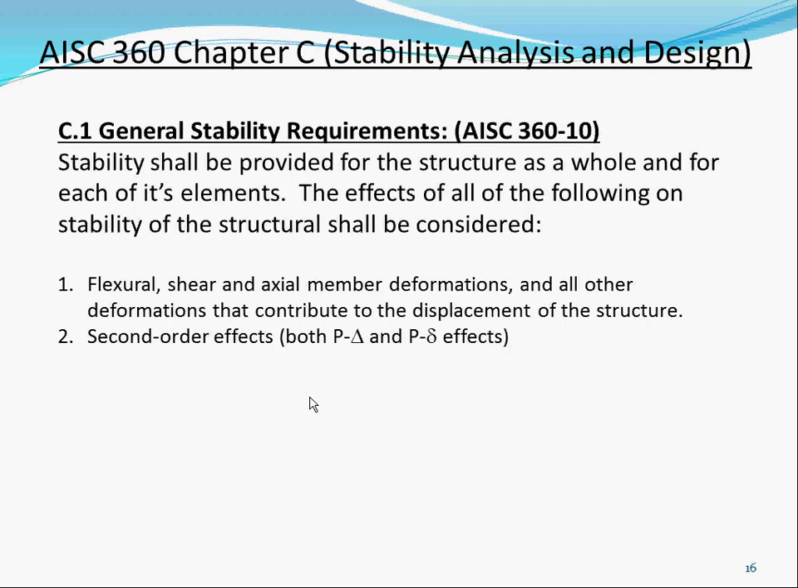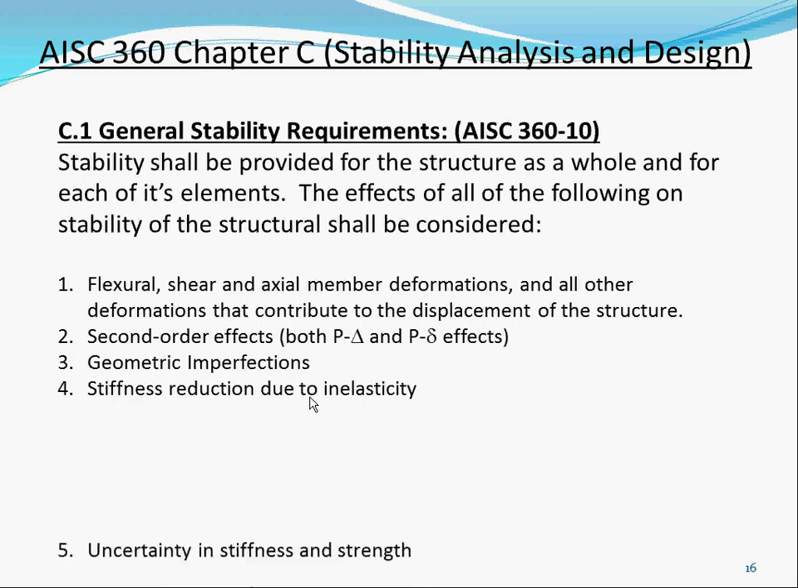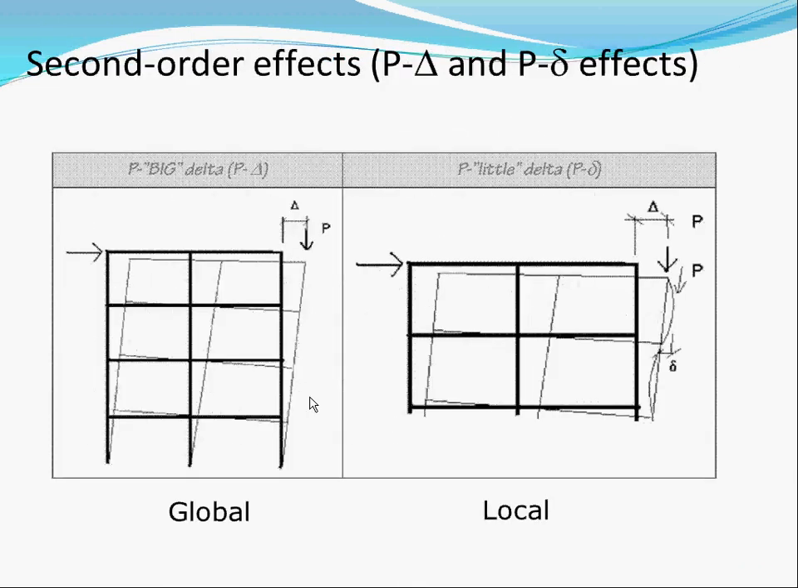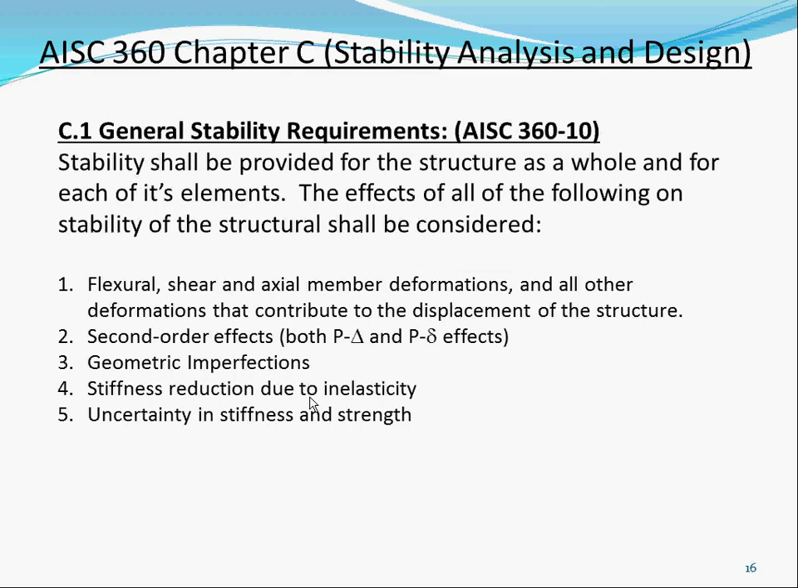Second order effects, both P-delta and P-small-delta, and their difference I'll show you later. What's the difference between the big one and small delta? You have to consider geometric imperfections, stiffness reduction due to inelasticity, uncertainty in stiffness and strength. So you have to account for all these requirements when you're doing analysis. They spell it out in Chapter C.